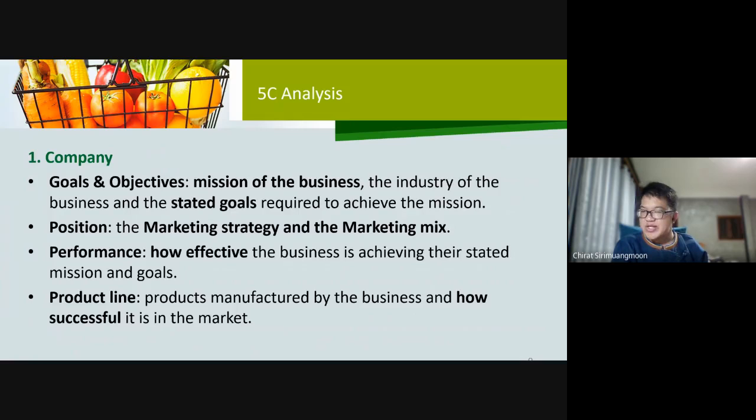How effective is your business in the market? Is your business running well? If not, what is the problem? You need to analyze yourself. And next one is product line. Make sure that you know and understand your products clearly, because this is one of the keywords that make you successful in the market.